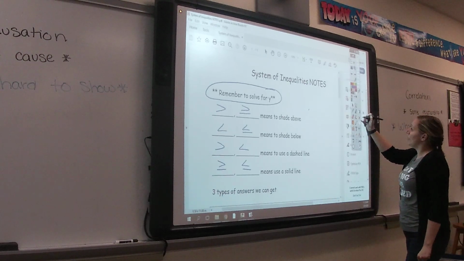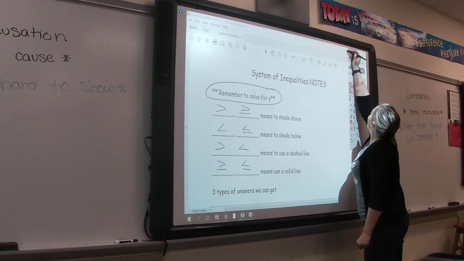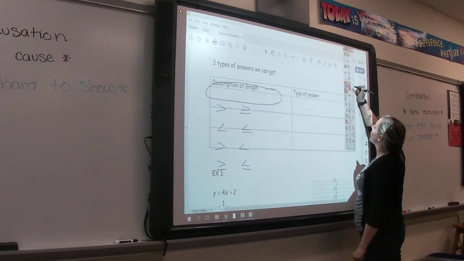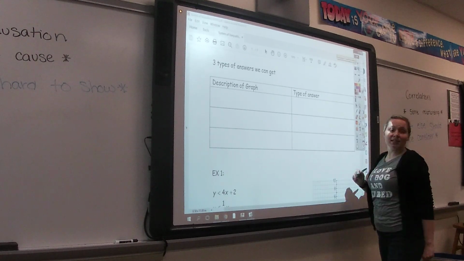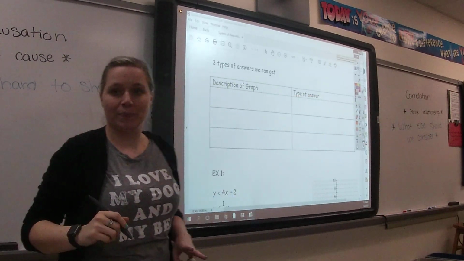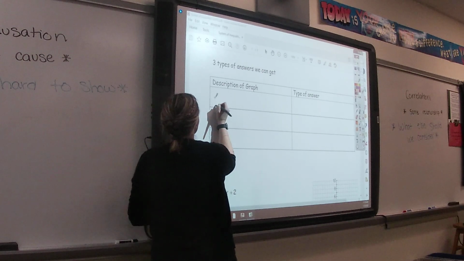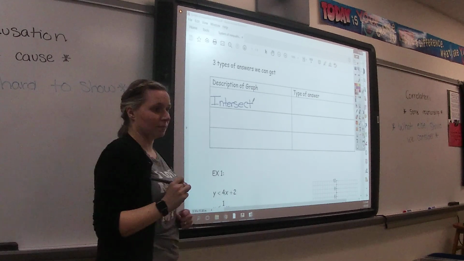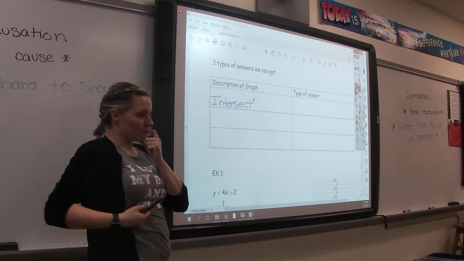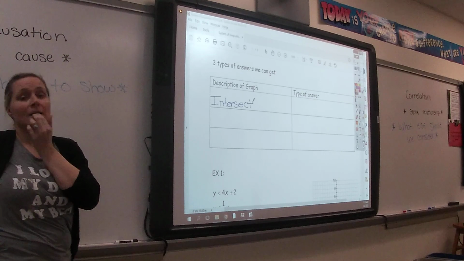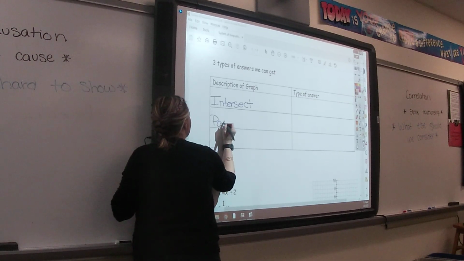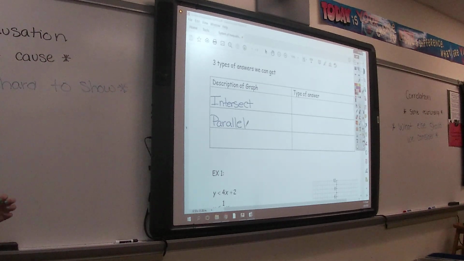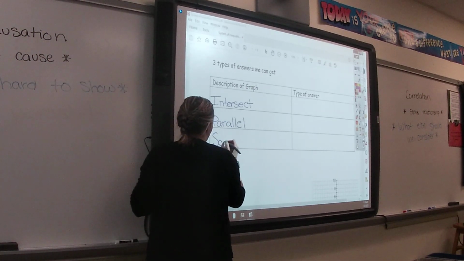Just like yesterday, there are three options when we graph lines. What are the three things that can happen when we graph two lines on the same plane? Intersect. They can intersect. William? They can be parallel. They can be parallel. Drew? They could be the same line. They could be the same line. Excellent.